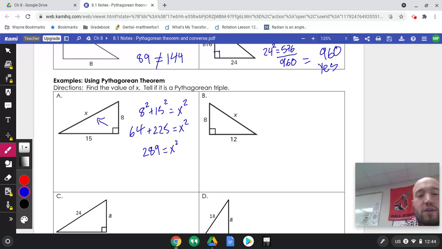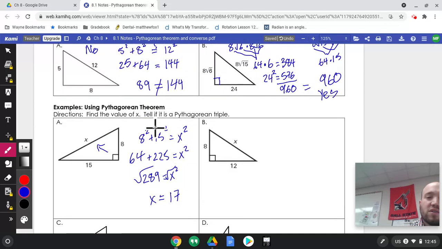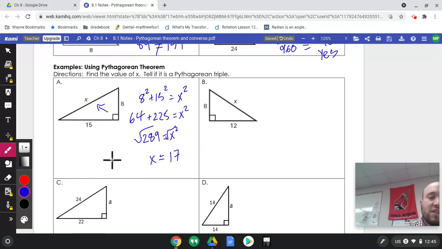Now to get rid of that square, we got to take the square root. So we do that to both sides. Square root of 289, you might not know this, but it's 17. Okay. Now, up here it said, is it a Pythagorean triple? And in our case, a Pythagorean triple, that just means all three sides are whole numbers. All three sides are nice whole numbers. There's no, like up here, this was not because there was a square root. So 8, 15, and 17, that is a Pythagorean triple. So we could say yes.